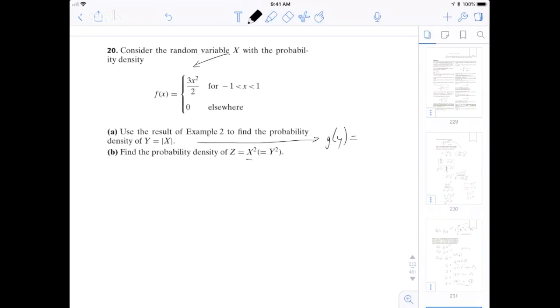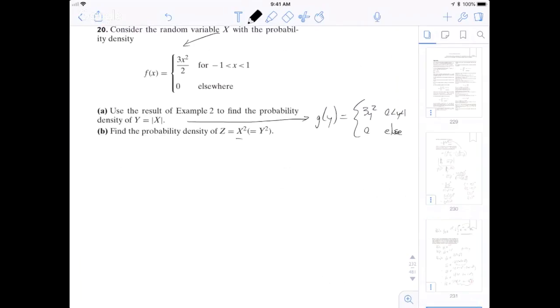Hold on, I have it somewhere. I have 3y squared. Good. So it's 3y squared when y goes from 0 to 1, and 0 elsewhere. Right, I do have that. Okay, no problem. And so knowing that, then really what it's saying is, don't focus on x squared, focus on y squared.